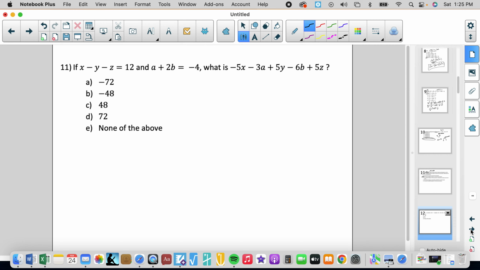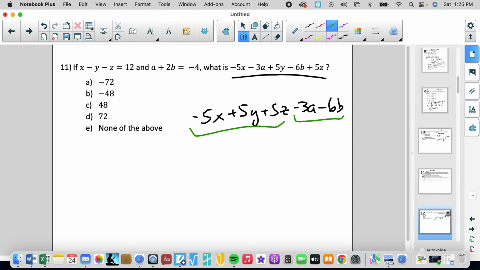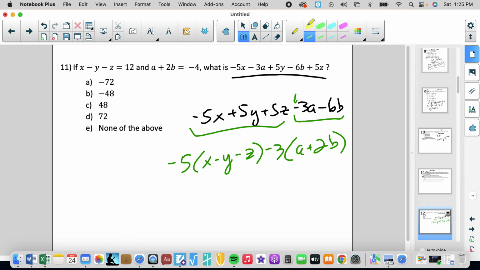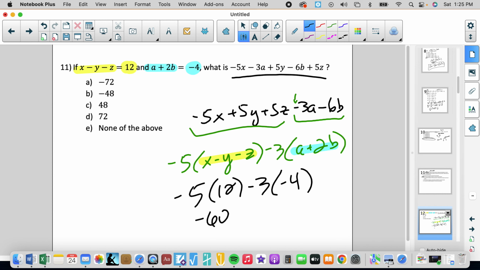If x minus y minus z equals 12 and a plus 2b equals negative 4, what is this? We're going to move these around a little bit. We're going to get them with those like variables, 3a minus 6b, and then we're going to group. We're familiar with factor by grouping. We're going to factor out a negative 5. We get x minus y minus z, and we're going to factor out a negative 3, and we get a plus 2b. And now we can substitute. Since x minus y minus z equals 12, we can plug that in for that value. And since a plus 2b equals negative 4, we're going to plug that in for that value. So this becomes negative 5 times 12 minus 3 times negative 4, which is negative 60 plus 12, which is negative 48. That would be b.